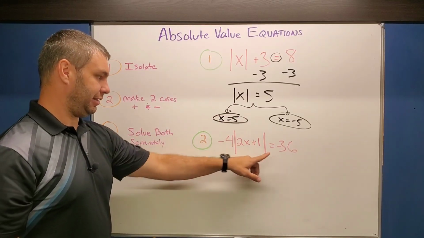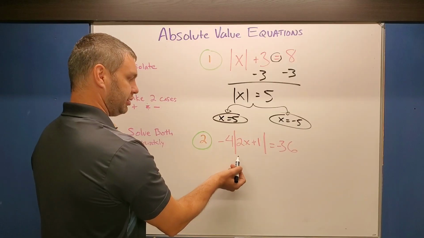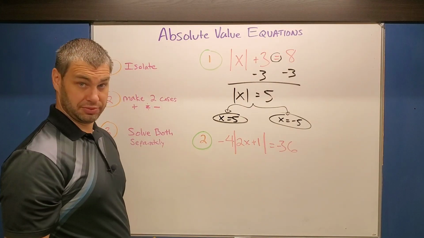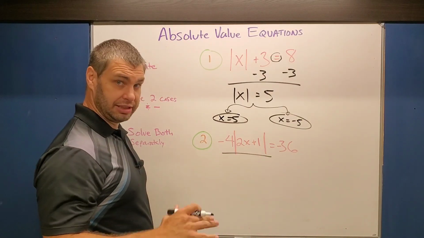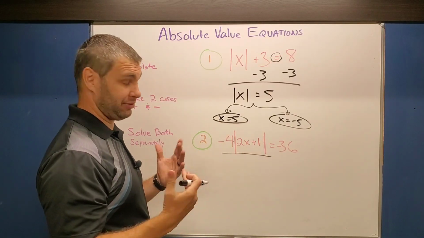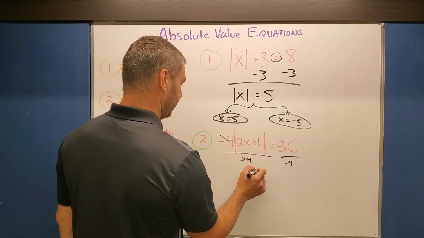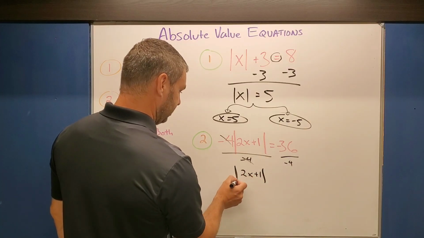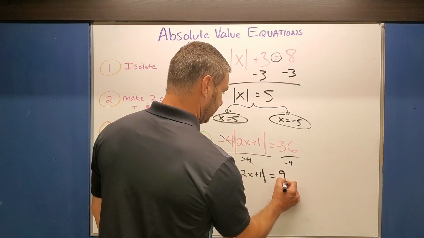Isolate. Is this isolated? Well, if this is my equal sign, is there anything outside of those absolute value bars? Yes, there is. There's a negative 4. And it's being multiplied, since it's right next to those absolute value bars, so we have to divide. One thing you can never ever do is distribute into your absolute value bars. They are not parentheses. You have to get rid of this by division. Okay, so let's divide by negative 4. Now we have the absolute value of 2x plus 1 equals, and then negative divided by negative is a positive. 36 divided by 4 is 9, just like that.